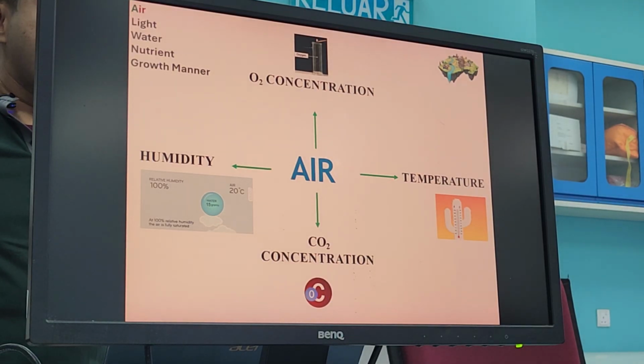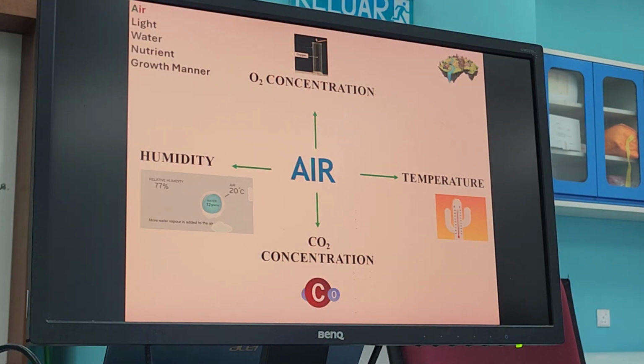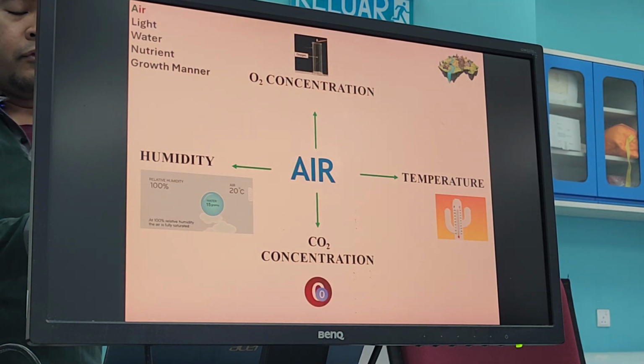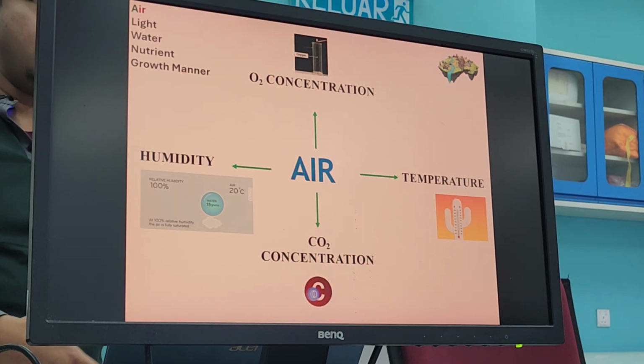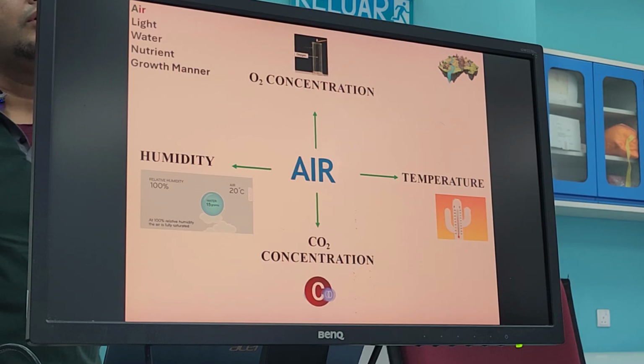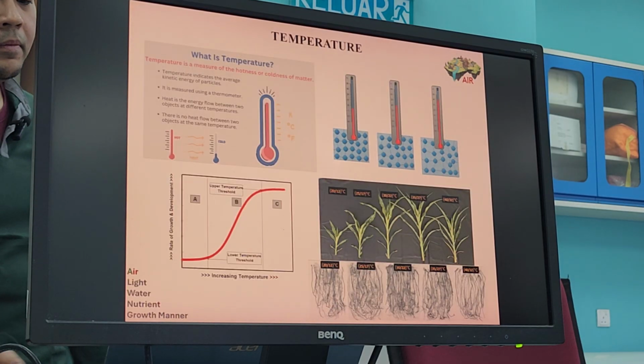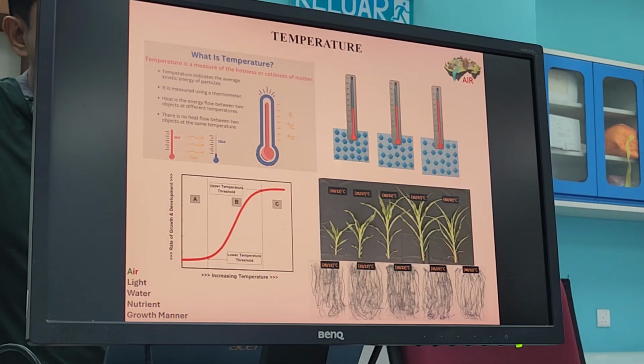Right. So air. There are many components of air that are of importance to the plant. Oxygen, of course, and humidity. Humidity is the amount of moisture present in the air, and also the temperature, which is basically how hot or how cold it is, and also the CO2 concentration. So we are going to focus on this guy, CO2, because that's going to be related to your experiment. But I will mention quickly the other things.